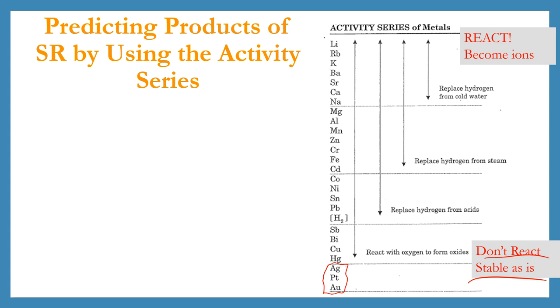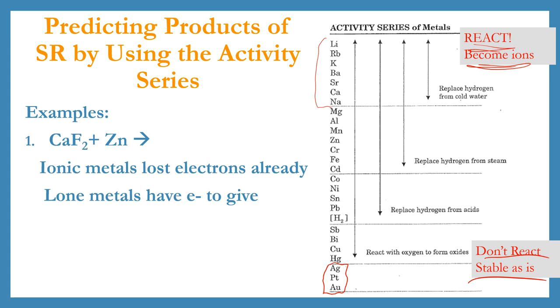Whereas things up here tend to like to be ions. They react. And so lithium is in batteries, and the potassium that you know in bananas is already an ion. It's K plus, and the calcium that you know to be in milk is already an ion. It's Ca2 plus. So this chart is very helpful in trying to predict what will happen.